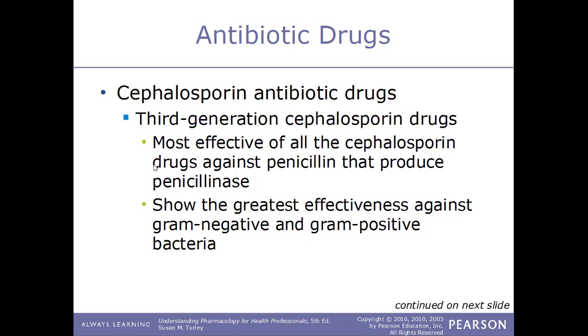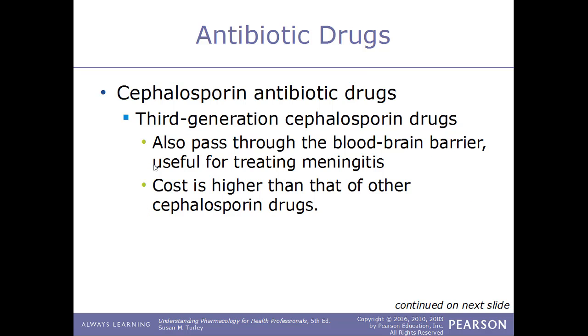The third generation of cephalosporin drugs are the most effective against penicillin-resistant bacteria that produce penicillinase. And these show the greatest effectiveness against gram-negative and gram-positive bacteria. This generation can also pass through the blood-brain barrier, which is very useful for treating meningitis. But the cost of these drugs is a lot higher than those of the other generations of cephalosporin drugs.